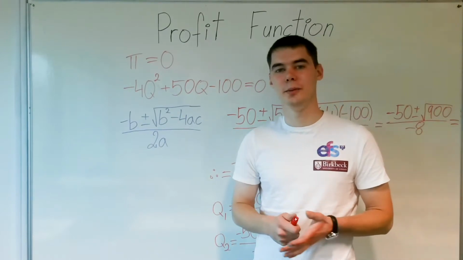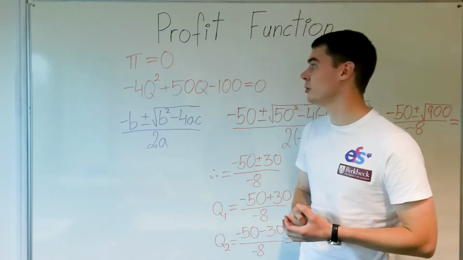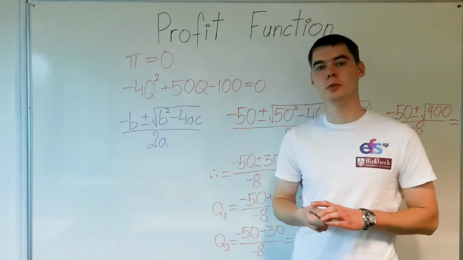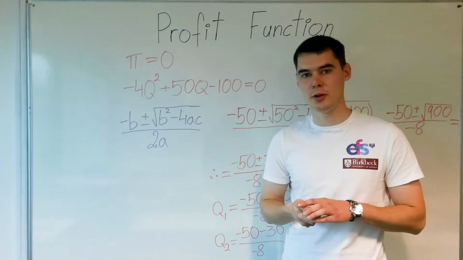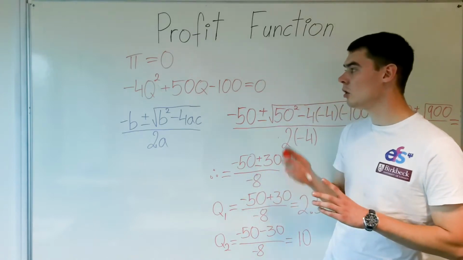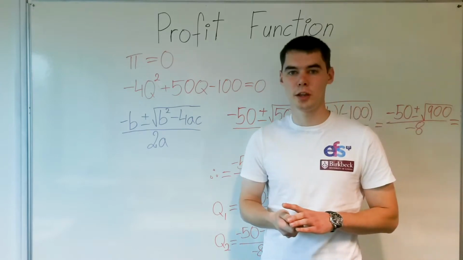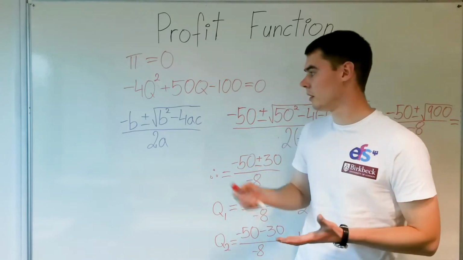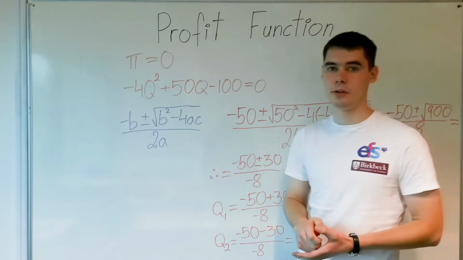Now, to find the break-even level, we have to substitute profit with a zero, and we are left with the equation minus 4Q squared plus 50Q minus 100 equal to 0. And as you can see, to solve it, we need the help of the quadratic equation formula. And for those who don't remember the formula, here's a general example of it.